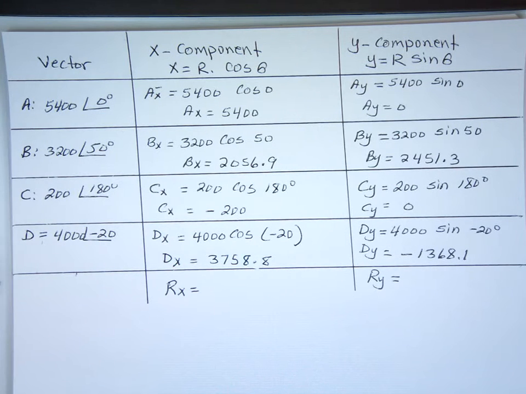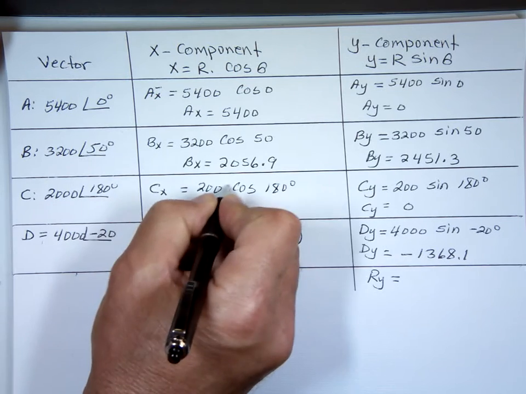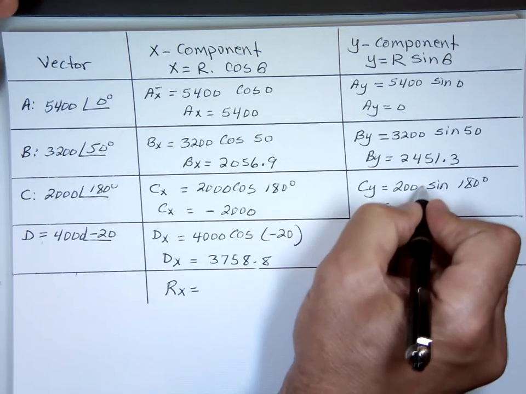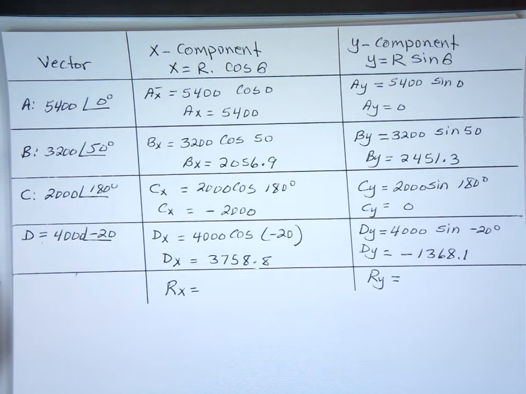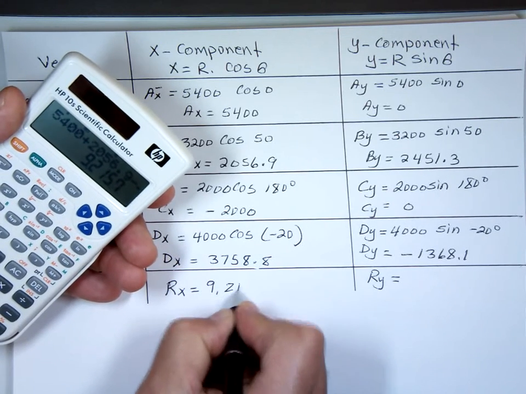Let's see the result in x. 5,400 plus 2056.9 minus 200, plus 3758.8. The result in the x direction, 9,215.7.